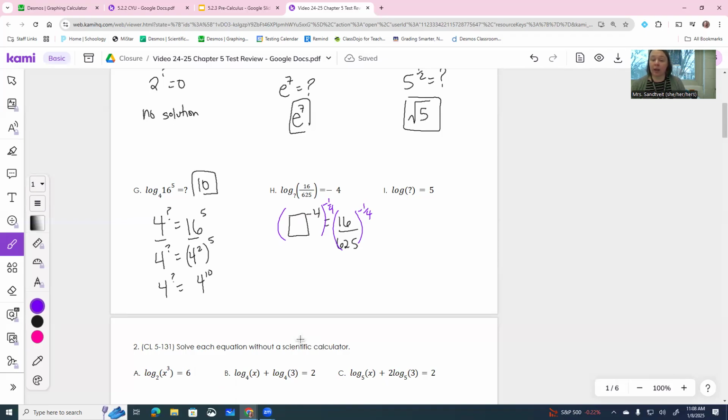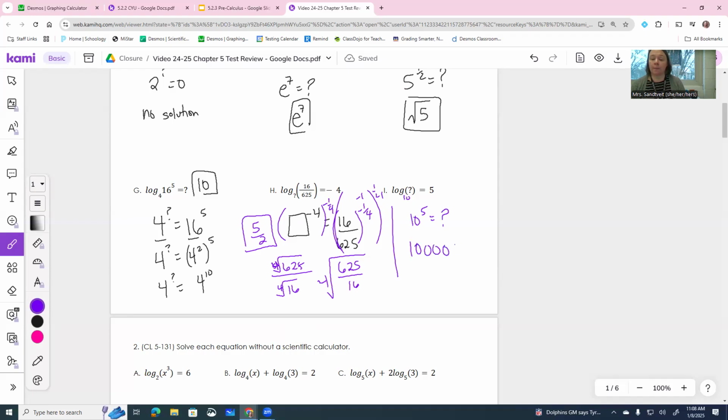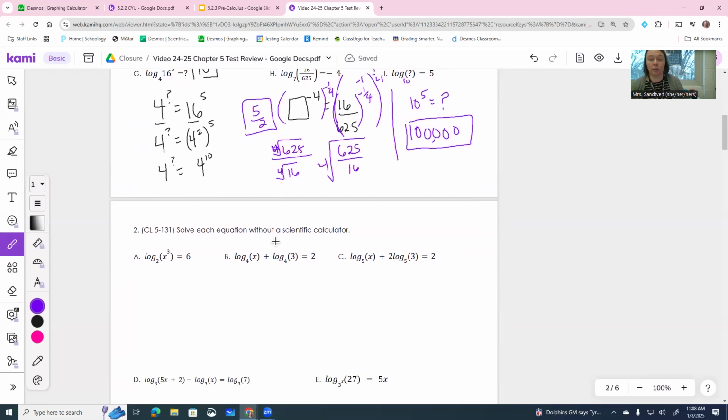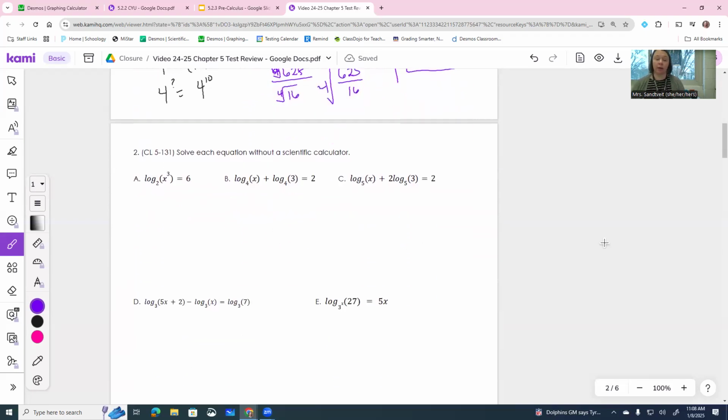The negative, that's just like having it to the -1st to the 1/4. So that -1 is just going to flip it. And the 1/4 is the same as the 4th root. And the 4th root of 625 is 5. And the 4th root of 16 is 2. So 5/2. All right, this one, there's no base written. That means the base is 10. So 10 to the 5th is what we're looking for, which is 100,000, right? 5 zeros.